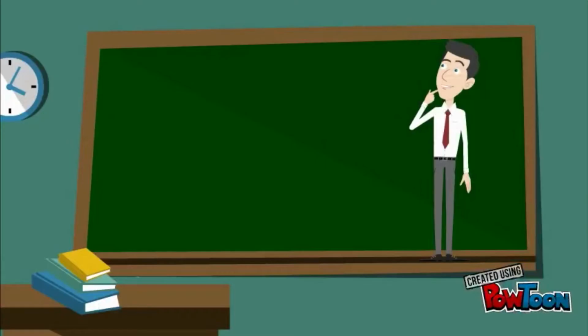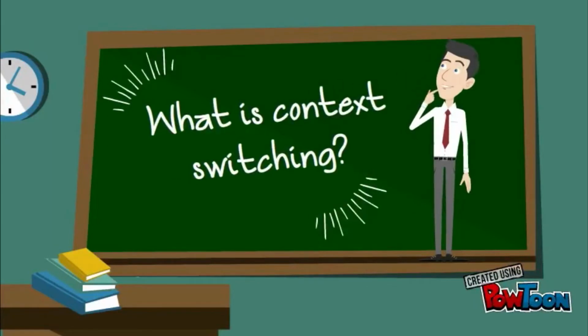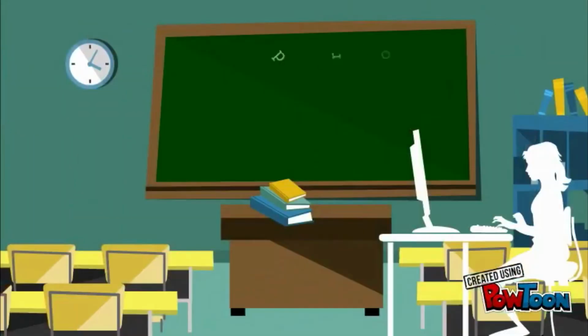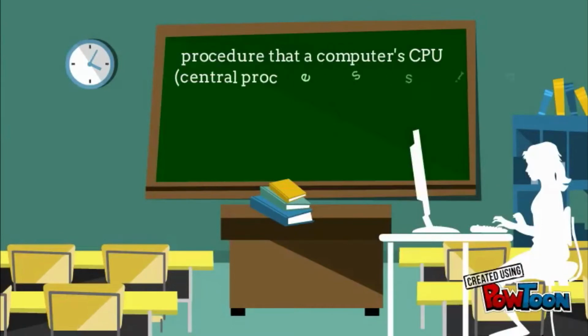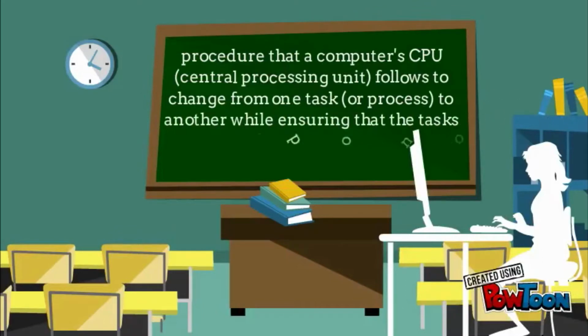So, let's start our topic today. What do you guys know about context switching? Okay, lend me your ears, eyes, and attention. Let me tell you. Context switching is a procedure that a computer CPU, central processing unit, follows to change from one task or process to another while ensuring that the tasks do not conflict. Wow, what a great definition!